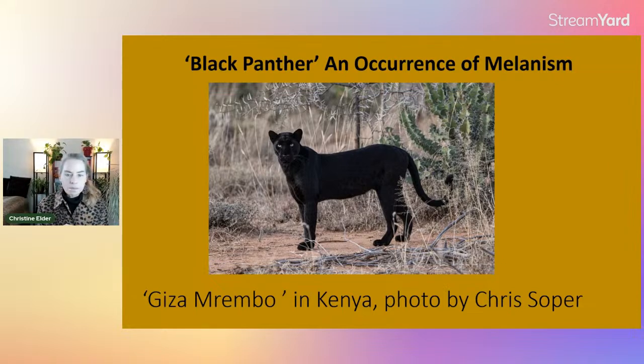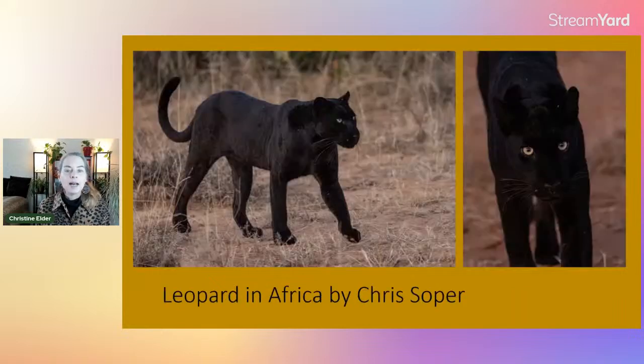And so this is an amazing photo taken by another one of my students, Chris Soper, of Giza and Mrembo. And she's in Kenya, and she's a wild cat. And so there's another image. So melanism is quite rare. I read that it's found in about 1 in 10 cats, or about 10%, depending on location.